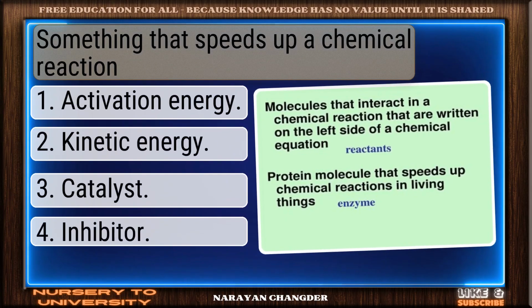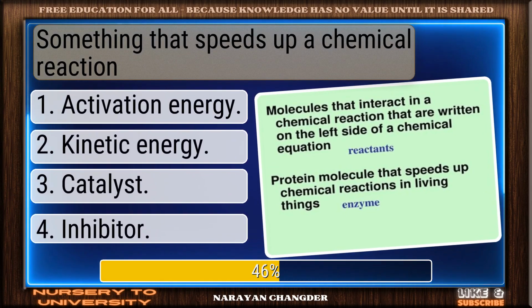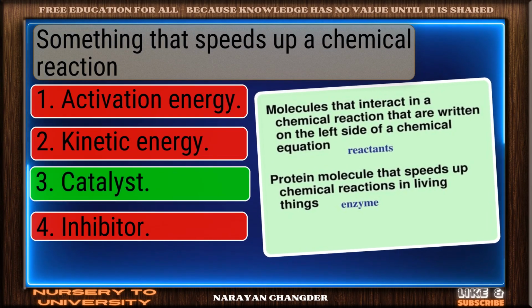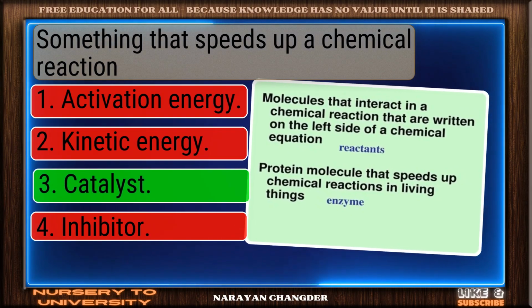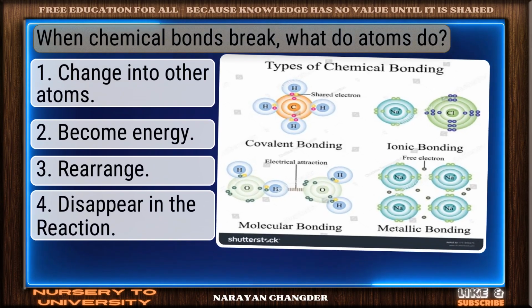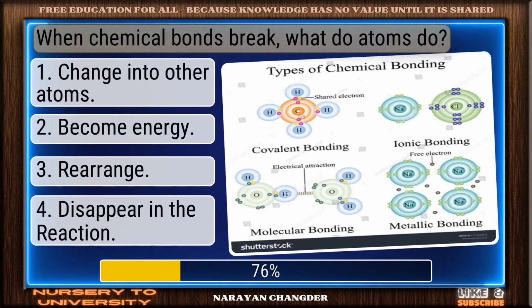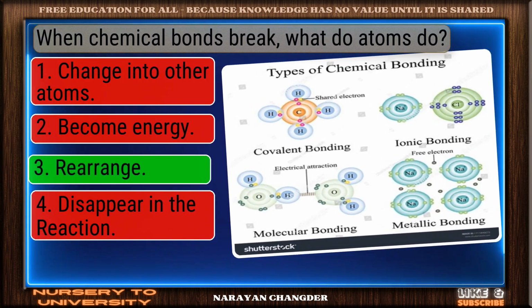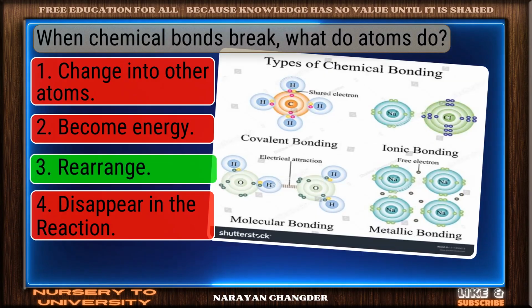Something that speeds up a chemical reaction. Well picked. Catalyst is the correct answer. When chemical bonds break, what do atoms do? Well reasoned. Rearrange is the correct choice.